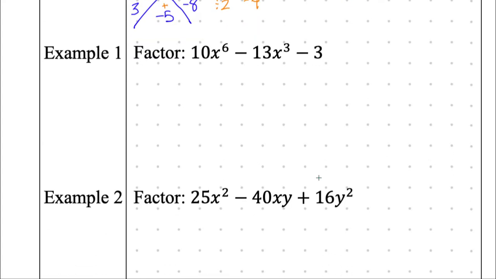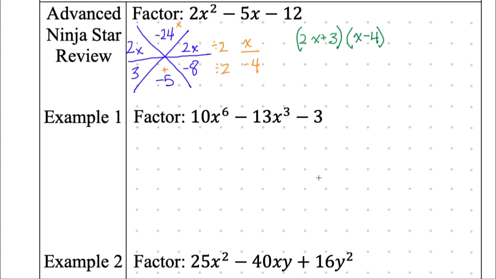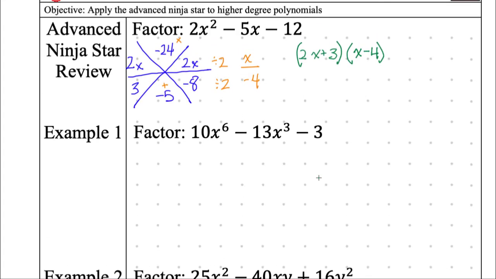All right, so example number 1. Now we're advancing Advanced Ninja Star. We're doing the next harder step. So how do I do that? It's like, oh man, that's a power of 6. That's not a power of 2.